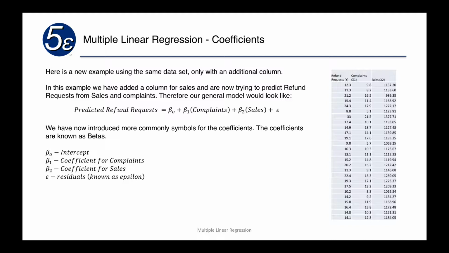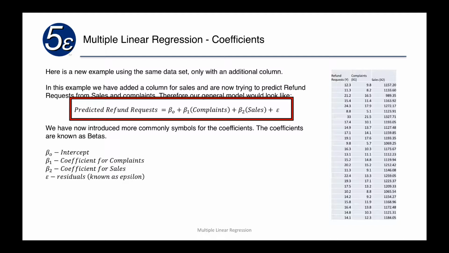So here's a new example in the data set, only with an additional column. We're going to add in the sales. In this example, we've added a column for sales, and we're trying to predict refund requests from both sales and complaints. Therefore, our general model now looks like this. And we've now substituted the traditional statistical letters of beta for each one of the coefficients and the intercept. So beta 0 is our intercept, beta 1 is the coefficient for the first variable, beta 2 is the coefficient for the second variable, and epsilon is our variable for the residuals.